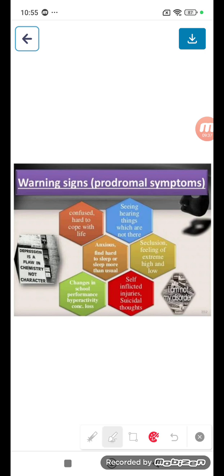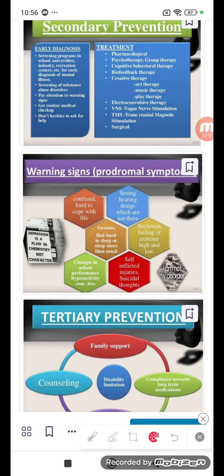In cases, we observe some characteristics like confusion, seeing or hearing things which are not there, and poor judgment. Next, anxiety, finding it hard to sleep or sleeping more than usual, changes in school performance, hyperactivity, and self-injury, meaning suicidal thoughts. These types of suicidal thoughts develop. And abnormal behavior and aggressive behavior, these types of characteristics develop in the secondary.